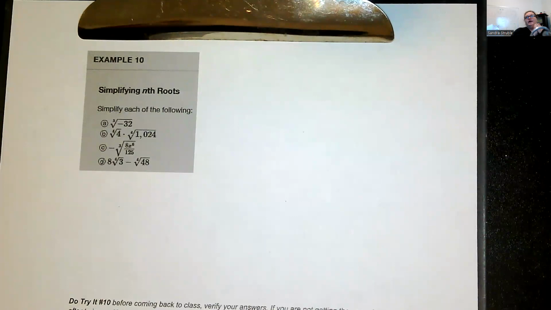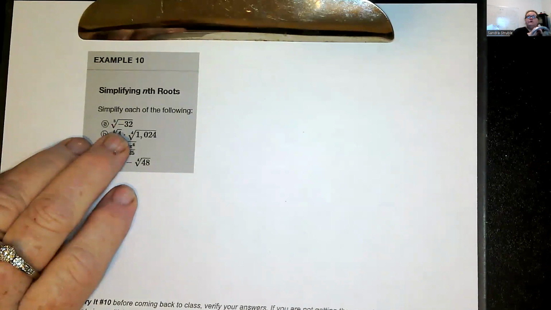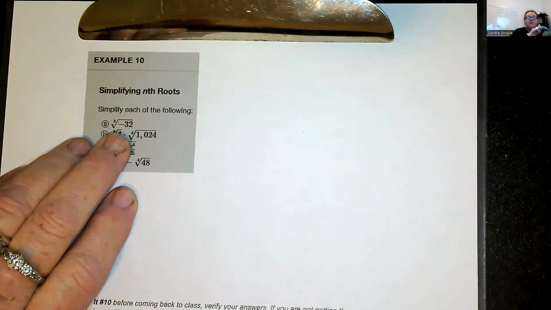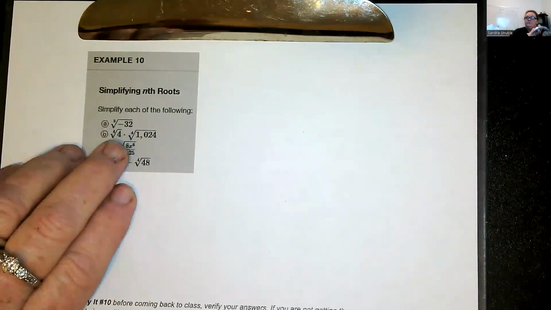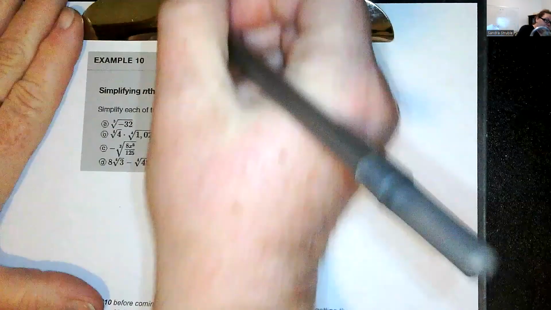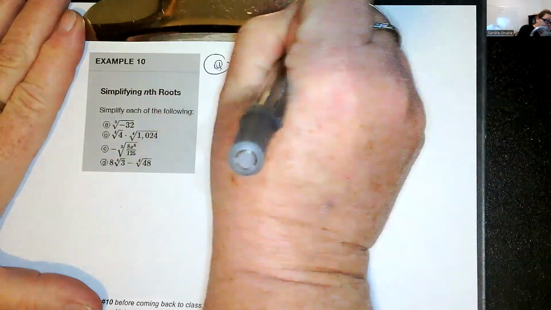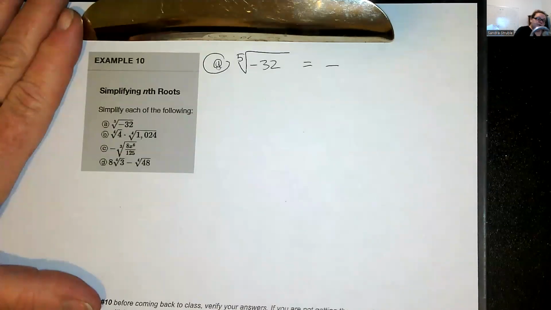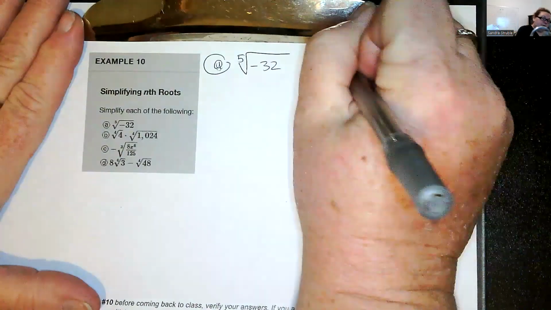The big thing here is we're not dealing with square roots at this point. Remember, with square roots there's an assumed 2 there, so you have to have 2 of the same thing in order to pull it out. In this case, the first one is the 5th root of negative 32. If the root is an odd number, the negative comes out. Okay. So because it is a negative with a 5th root, our answer is going to be negative. So the 5th root of negative 32 is going to be a negative, and then the 5th root of 32 is just 2.